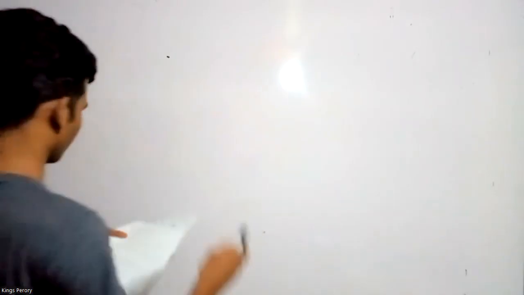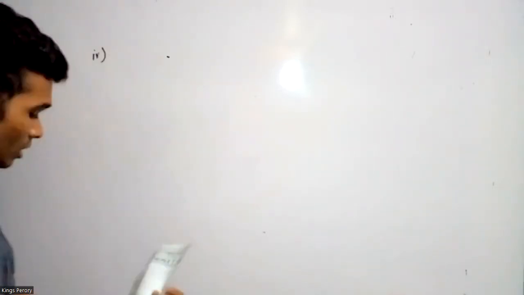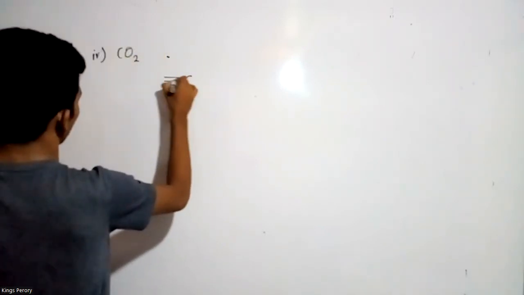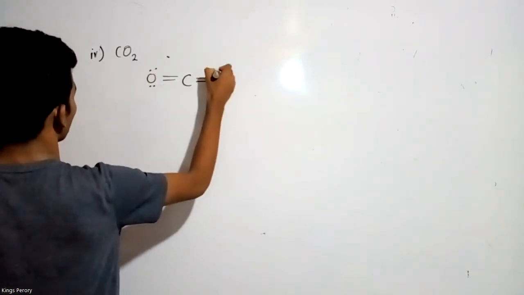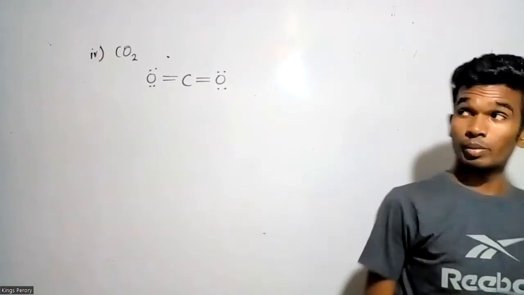Roman number 4, they are asking for the Lewis structure. Lewis structure of carbon dioxide is what? Carbon double bonded to oxygen. There you go. How many electrons are remaining? 1, 2, 3, 4, 1, 2, 3. There, that's the structure. That is Roman number 4.